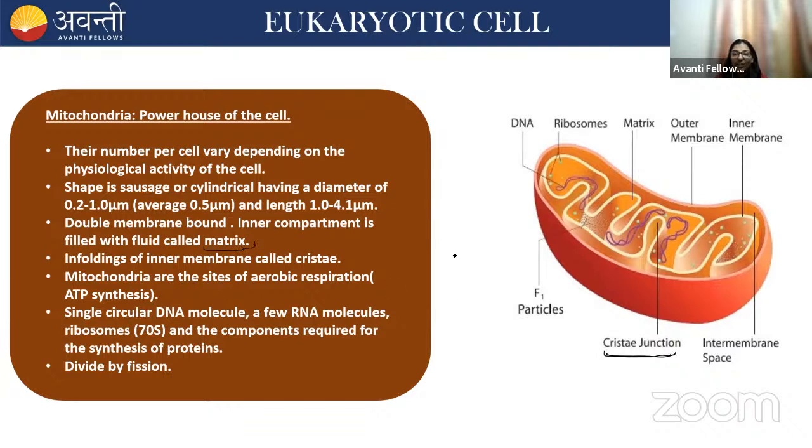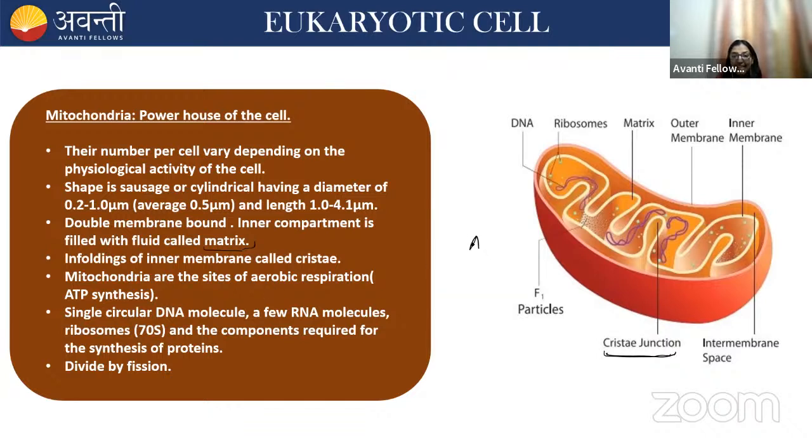And the mitochondria have a prokaryotic origin because they have 70S ribosomes and they divide by fission. They have genetic material similar to the prokaryote, that is double-stranded and circular DNA. So we say that the mitochondria as well as the chloroplast both have a prokaryotic origin.